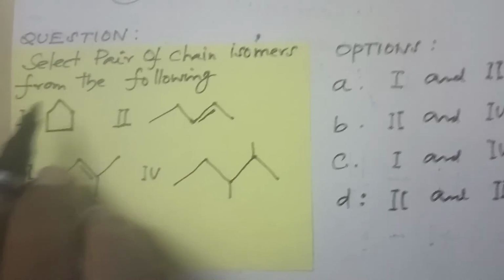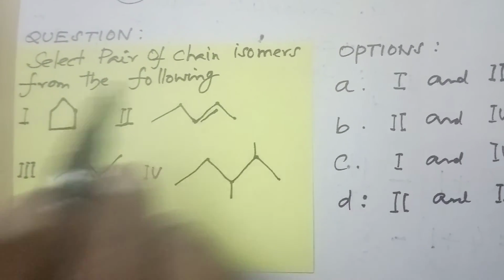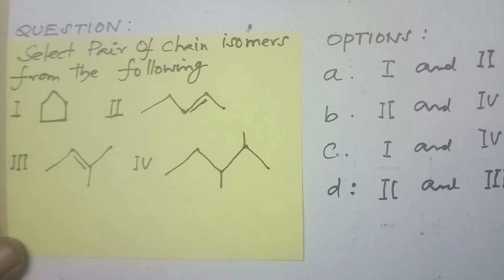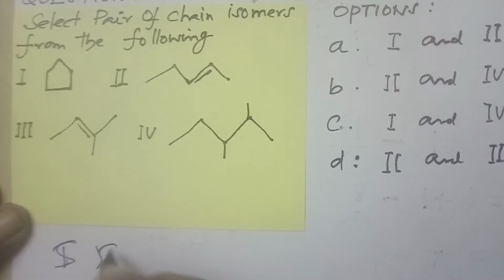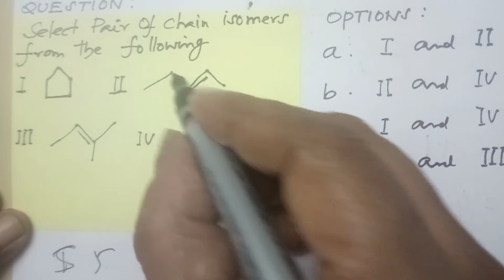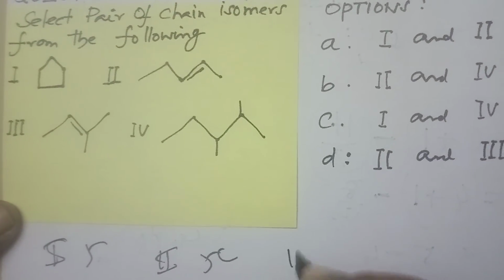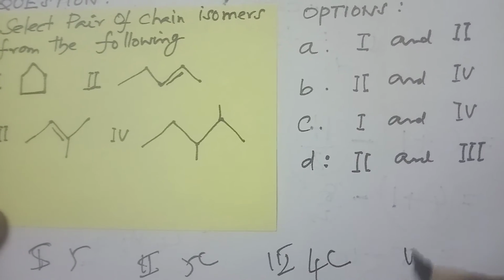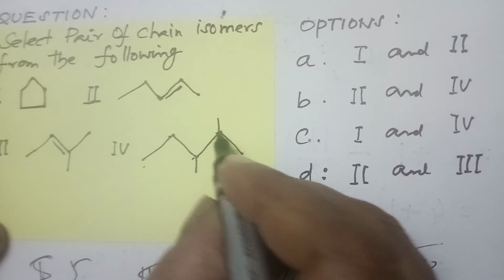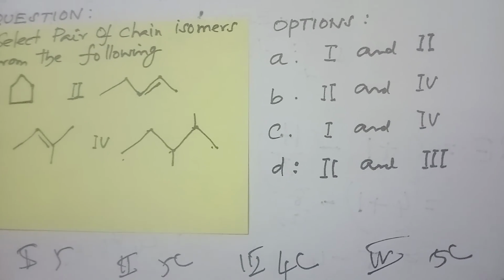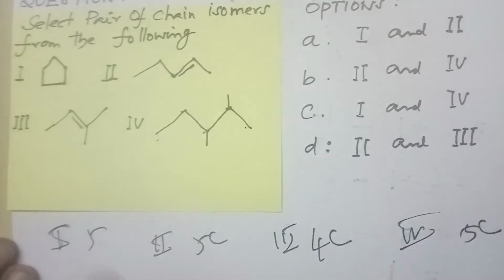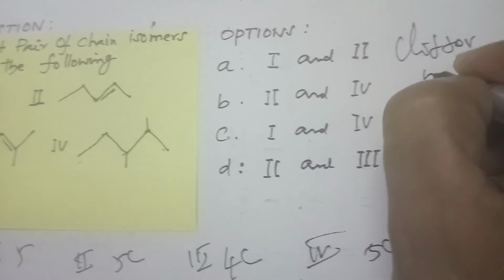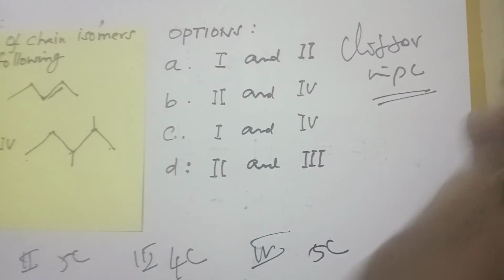Okay, next we are going to select the pair of chain isomers from the following. Let us apply the same trick. I am writing the first one. Number of carbon is 5. Number 2: the carbon is 1, 2, 3, 4, 5. Number 3: 1, 2, 3, 4 only. The chain has 4. And then the fourth one, how many carbon? 1, 2, 3, 4, 5. This is the fifth carbon. Now the pair of chain isomers. What is the knowledge? Different in parent chain. That is important.